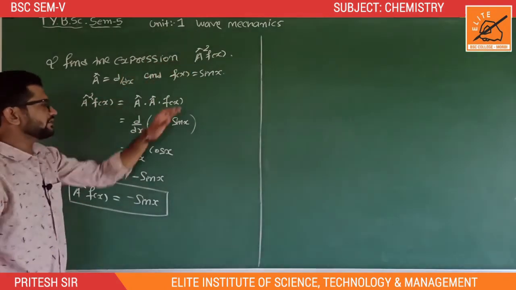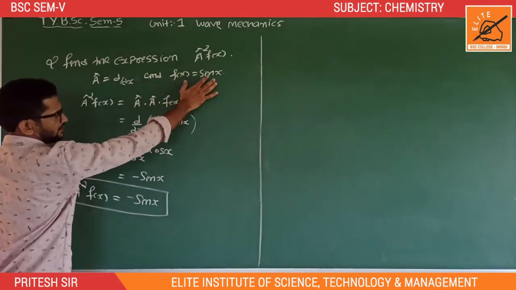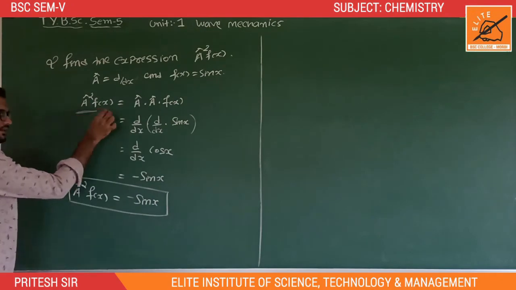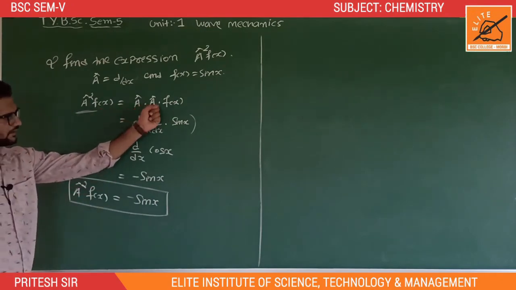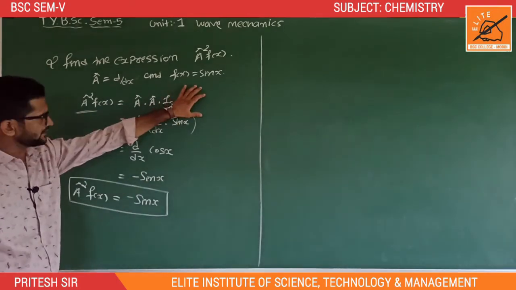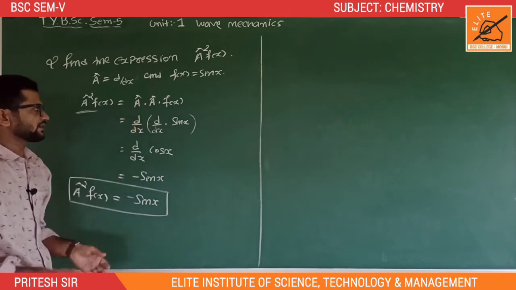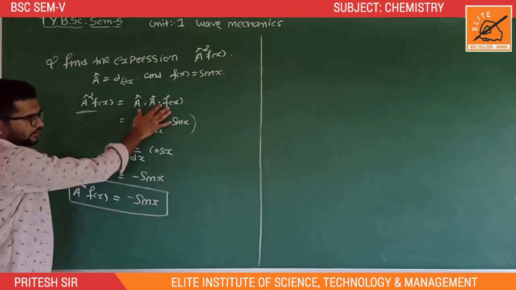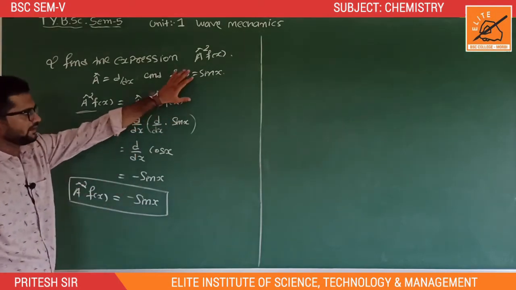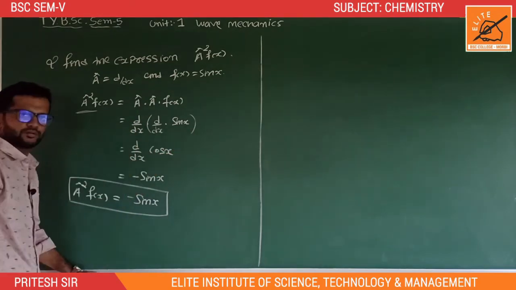Operator A is given as d by dx and the function f(x) is given as sin x. So the value of A square is equal to A cap into f(x). It is the type of multiplication operator. Two same or different operators are multiplied with a function. It is called a multiplication operator, and the sequence should always be right to left.